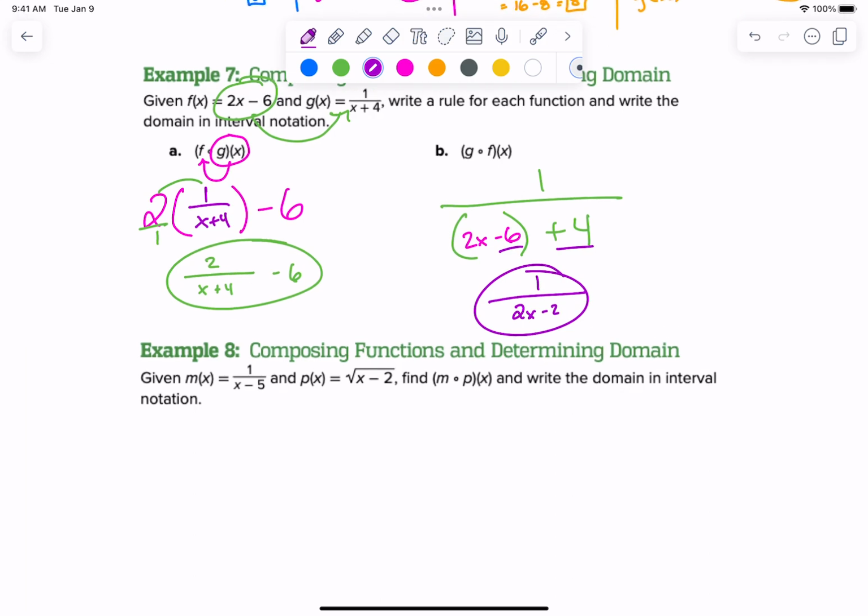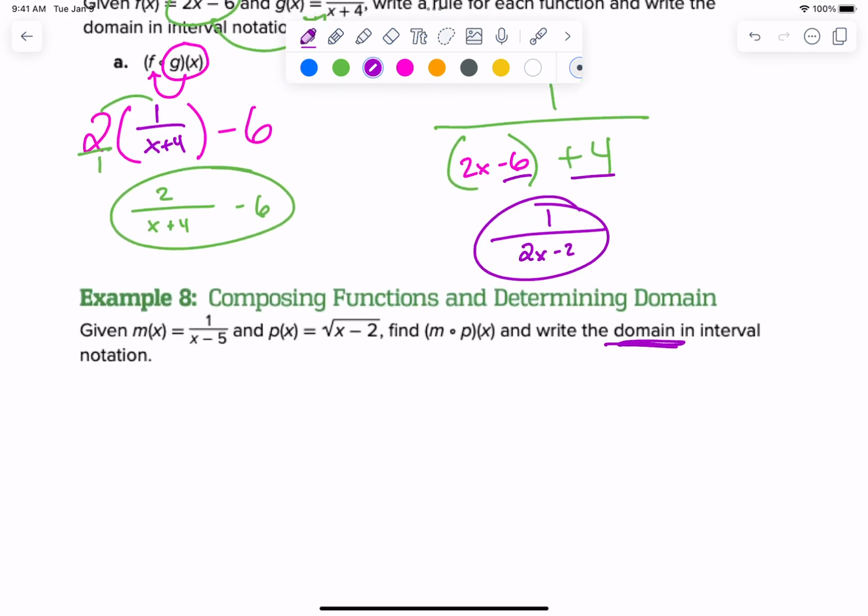Example 8. We're doing this example. This is nasty. Okay, are you ready? Here we go. We're talking domain.